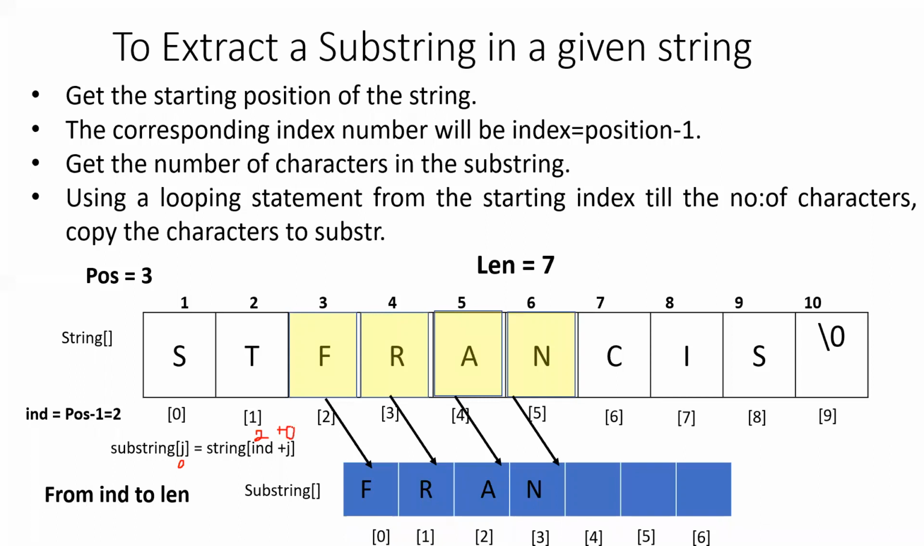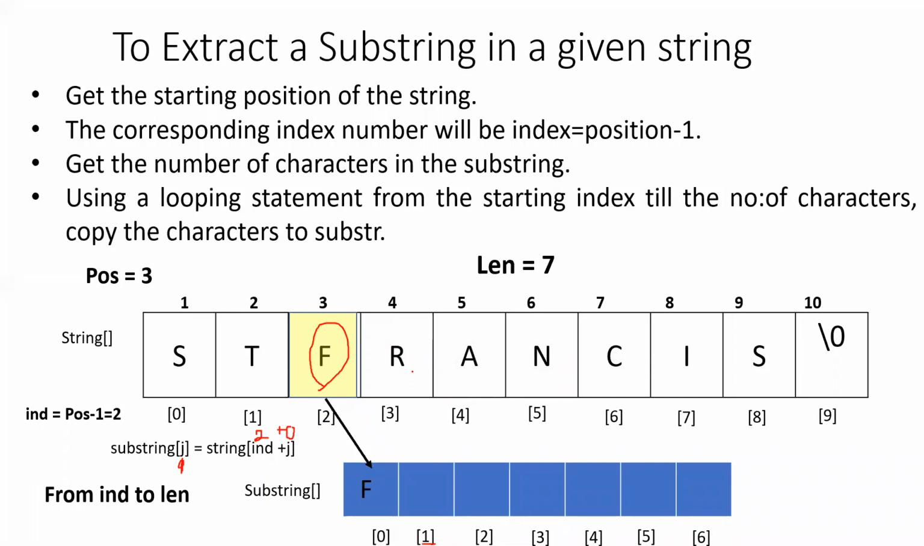I'm just generalizing. So what will happen now? What is at substring of 0? Here before it was empty. Now we are going to copy the character which is present at string of 2 plus 0. What is 2 plus 0? 2. Which is the character which is present at 2? F. So we will copy F. Now, in order to copy the next character R into this position, what you have to do? I am going to increment the j value because here now the index number has changed to 1. So we are going to increment the j value to 1. Got it? So substring of 1, what I should copy?